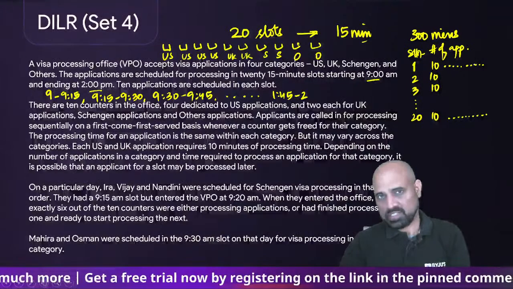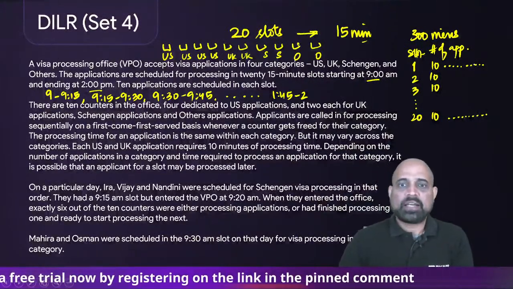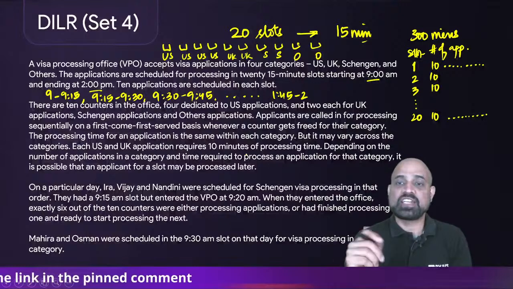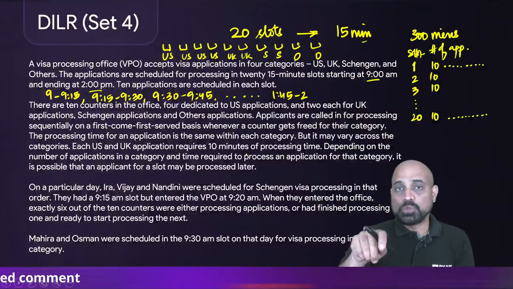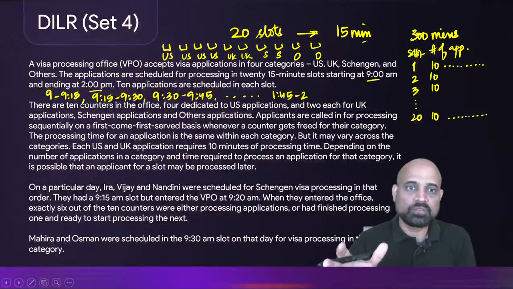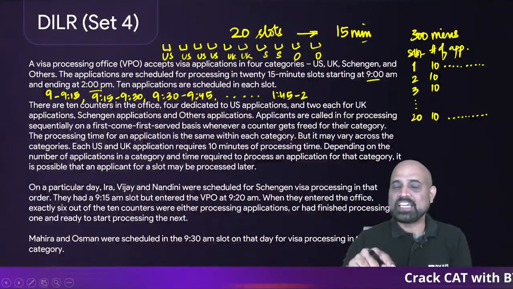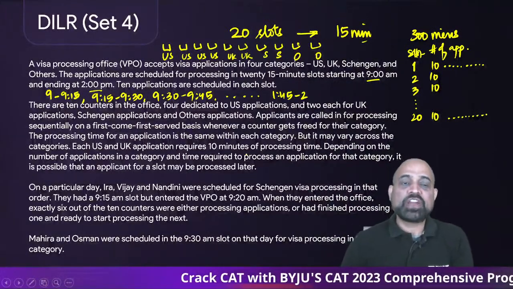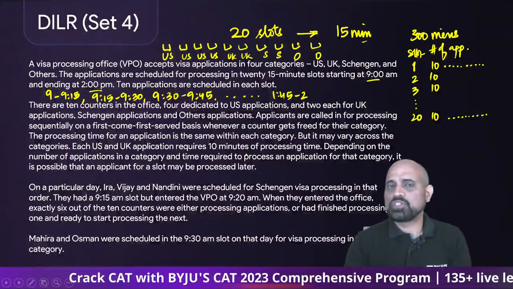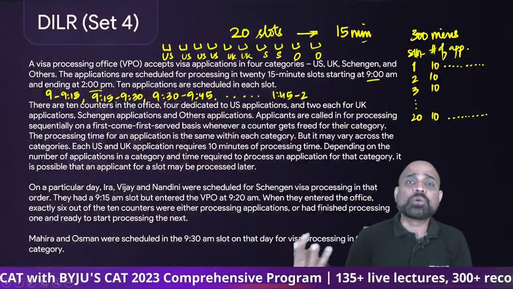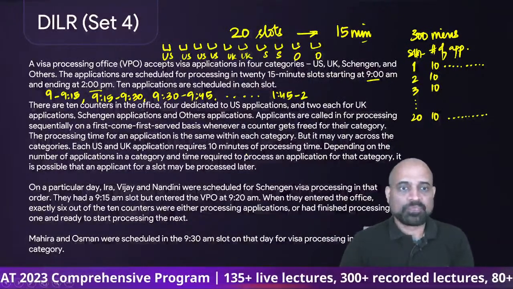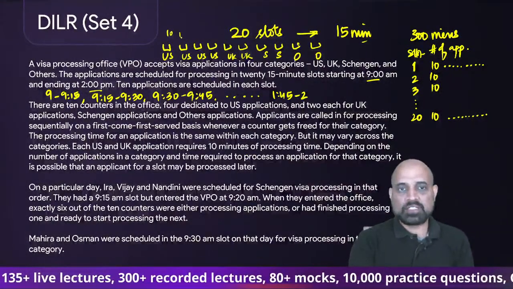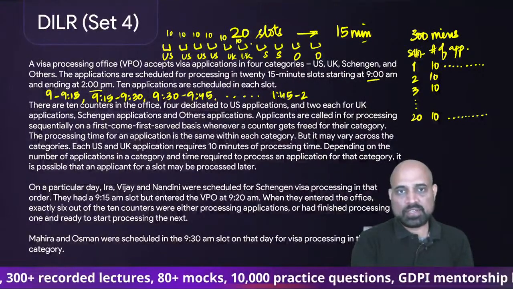Now the problem starts after this statement. But it may vary across the categories. Okay, the processing time for an application is the same within each category. So if we talk about UK, a category है, right? तो उसके अंदर जो processing time है, either of the counters, the processing time is same उस application का. But it may vary across categories. So US में अगर suppose 5 मिनट लगता है, तो UK में maybe 10 minutes, Schengen में maybe 20 minutes, right? वो हमें नहीं पता. Each US and UK application requires 10 minutes of processing time. So US and UK का 10 minutes का हमें पता है. It's given as is. ठीक है?